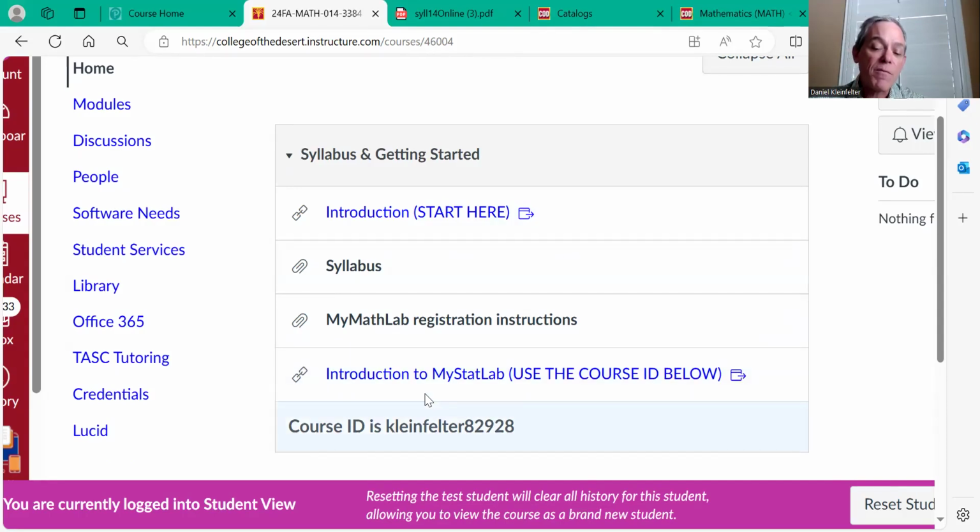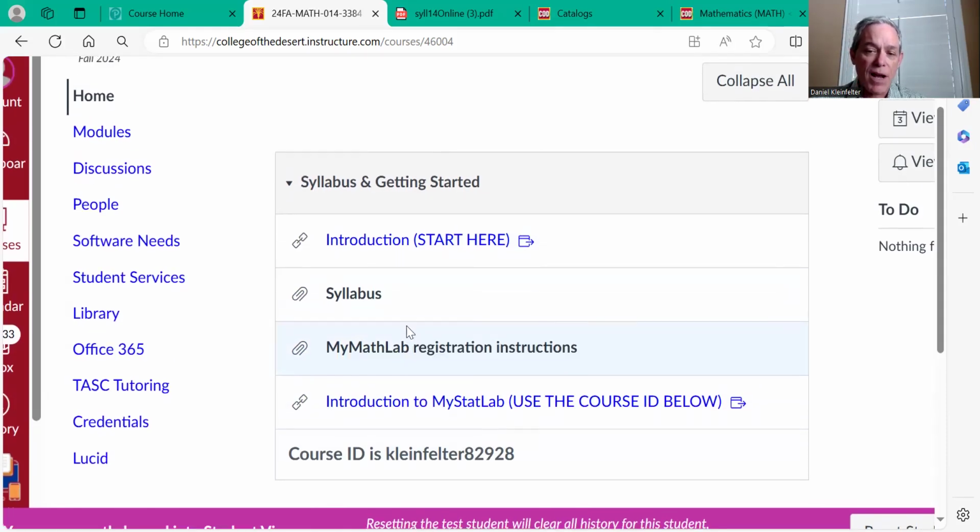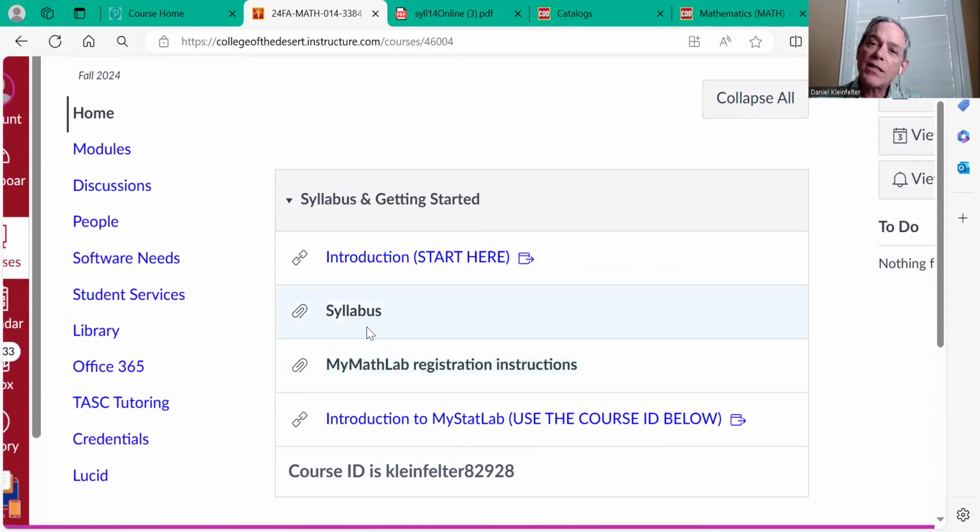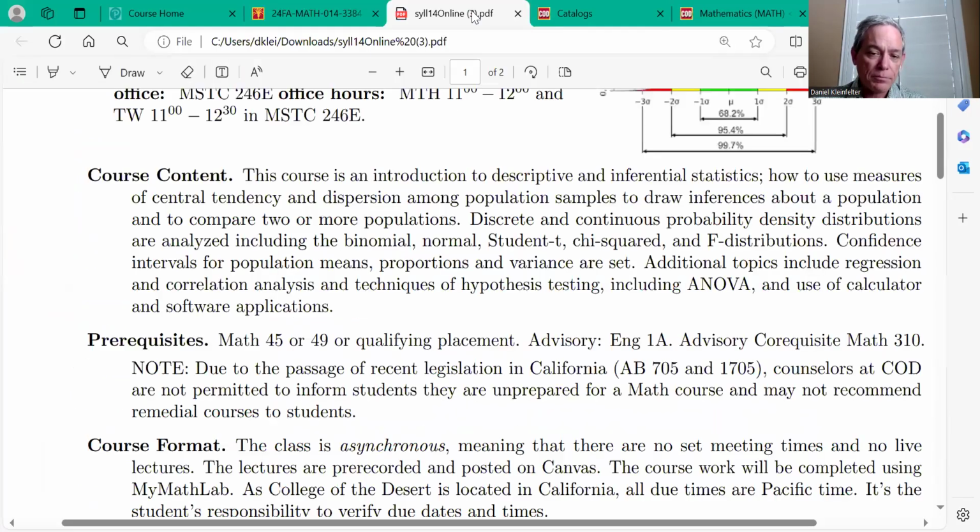And then once again, as a reminder, take a look on your Canvas and see what the course ID is. You're going to want to use whatever one appears there, not necessarily this 829281 that you're seeing right now. Okay, if you have a question about that, send me an email or a Canvas message and I'll help set you right. All right, so next thing we're going to do is take a look at the syllabus.